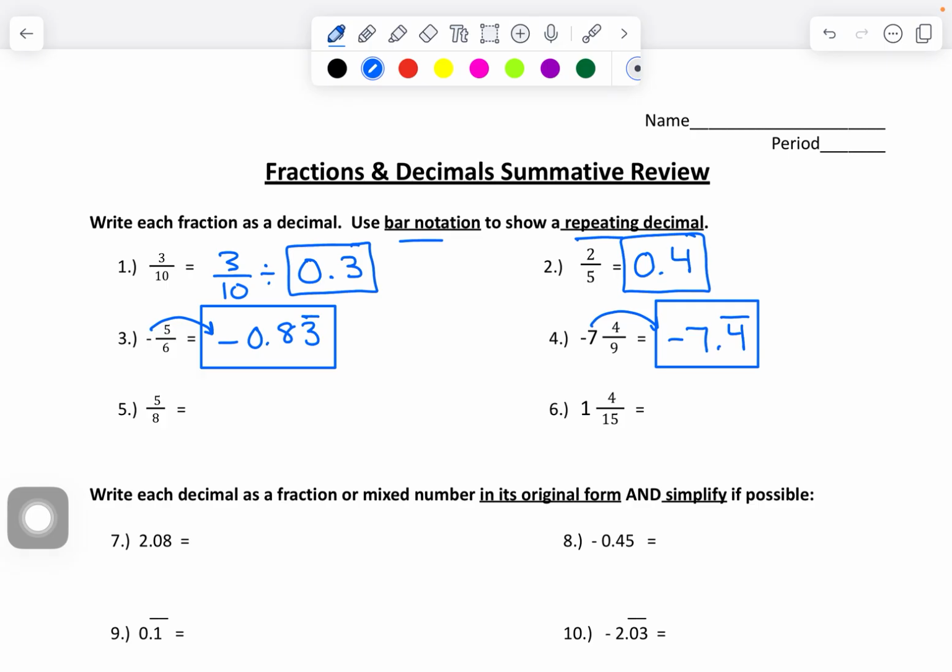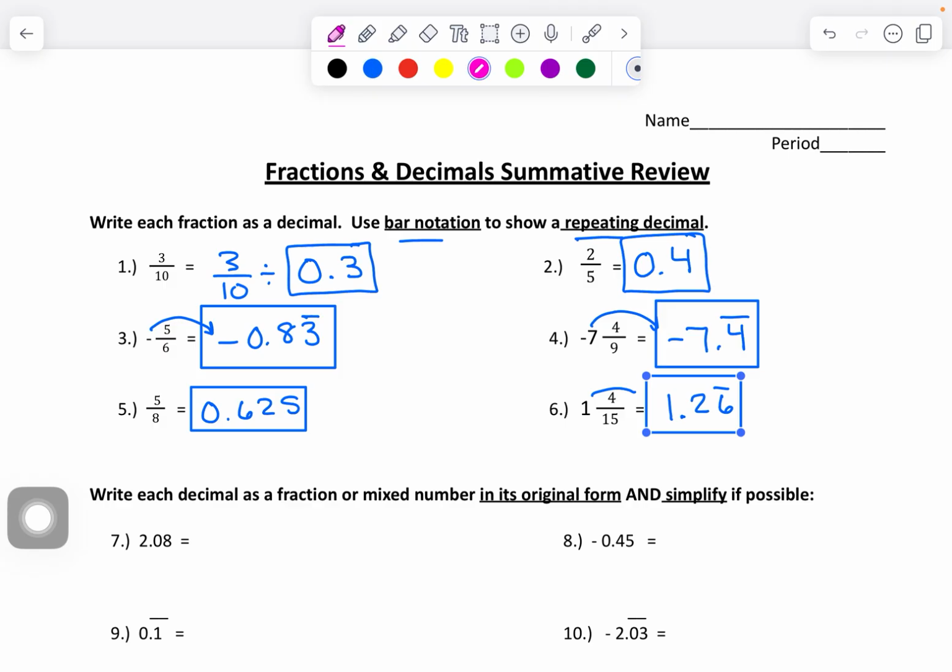5 divided by 8 is 0.625. That is a terminating decimal, so there is no line over it. 1 4/15. Bring the 1 over and you get 1.2, and only the 6 repeats, so I put a line over the 6. That is how we convert a fraction into a decimal.